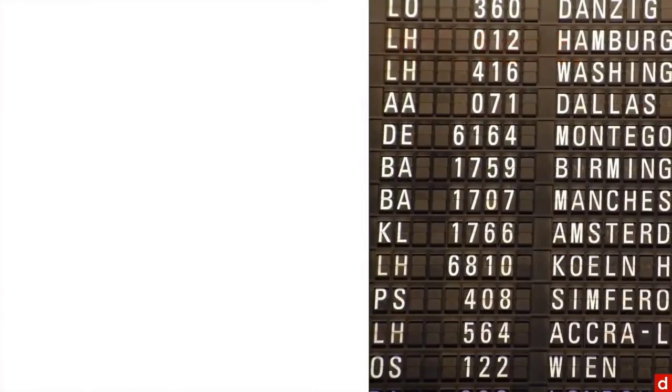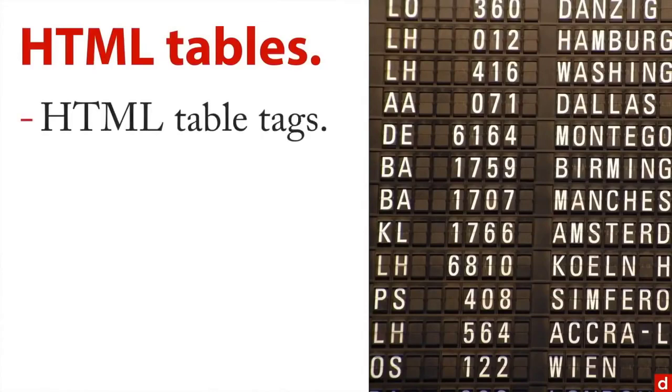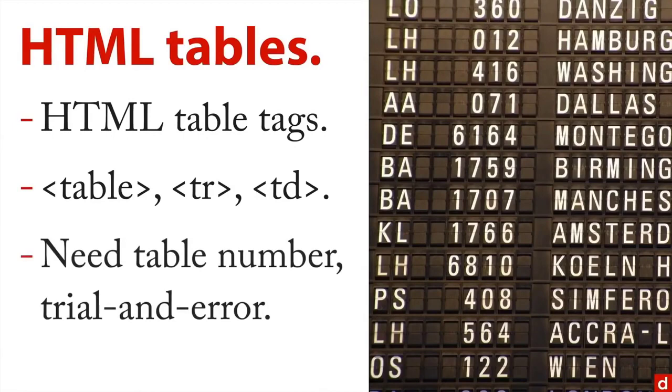You can also get information from HTML tables, although this is a physical table of rows and columns I'm showing you. This also uses HTML table tags. That's like table and TR for table row and TD for table data. That's a cell. The trick is when you're doing this, you need the table number, and sometimes you just have to find that through trial and error. Let me give you an example of how this works.